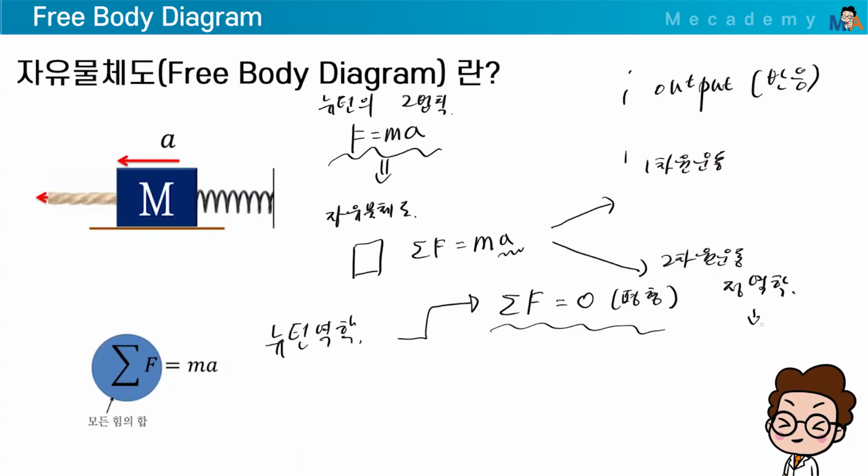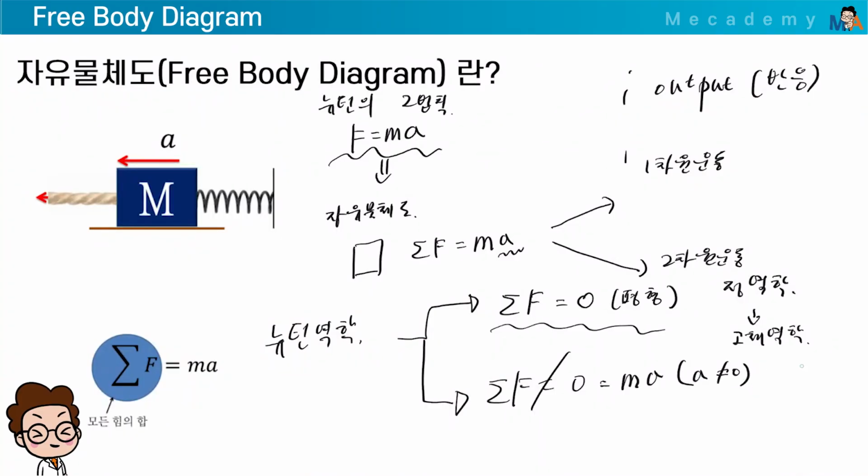Then what is added here is solid mechanics. Solid mechanics is statics, but among statics it looks in detail at how stress behaves. Does it stretch or not? There are cases where F is not 0, right? That means it's ma. This is called dynamics.